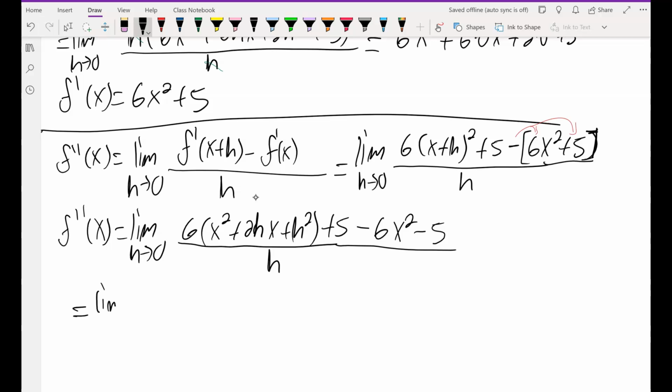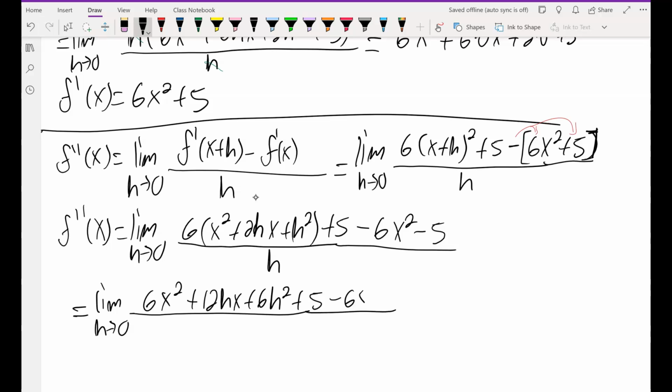And this is equal to the limit as h approaches 0 of, again, we could distribute that 6, so it would be 6x squared plus 12hx plus 6h squared plus 5 minus 6x squared minus 5 all over h. And you notice that the 6x squareds reduce to 0 and the 5 reduces to 0. And so we're left over with terms with only h on them.